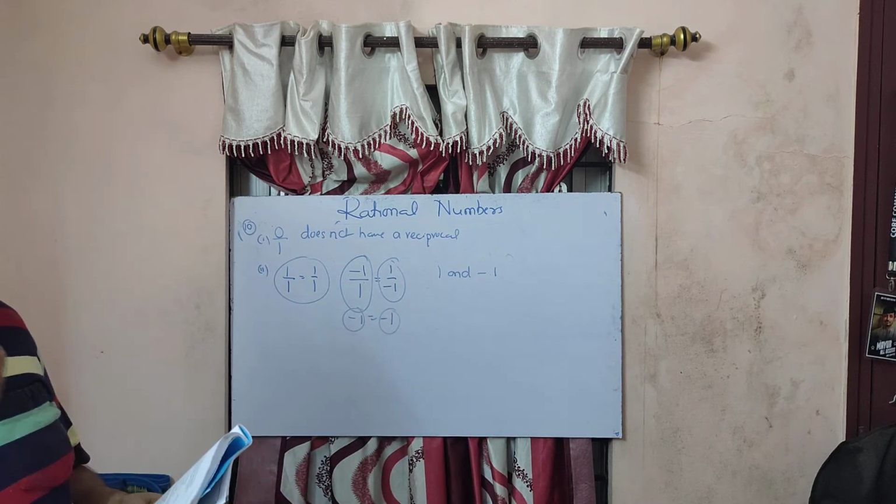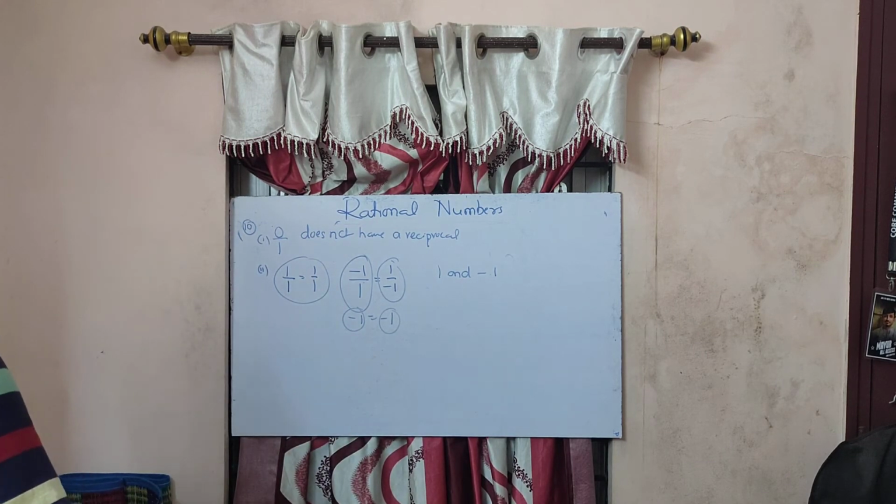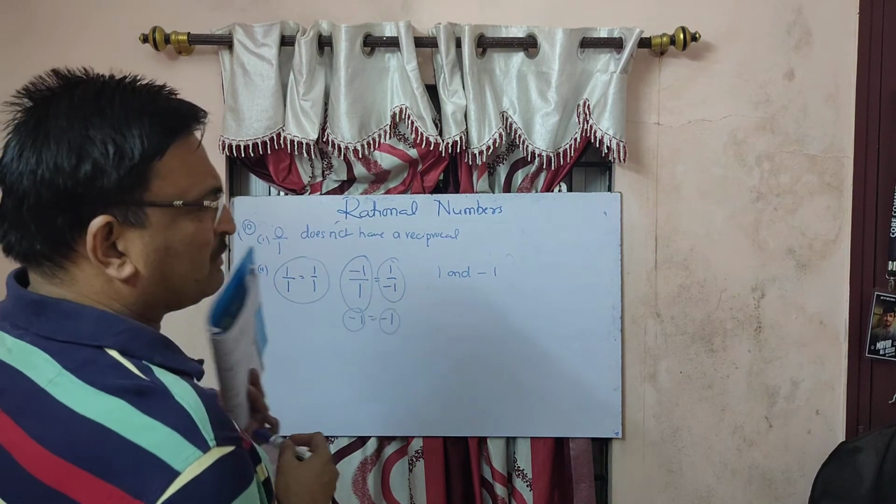The rational number that is equal to its negative. What is that? The rational number equal to its negative is what? Now, just think over it.